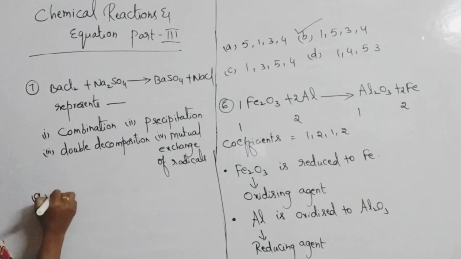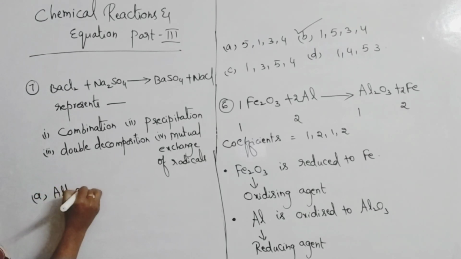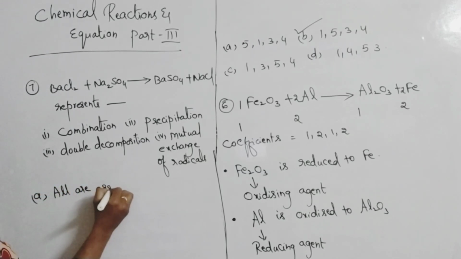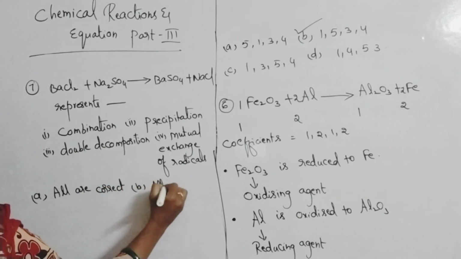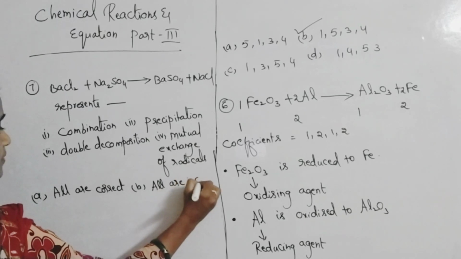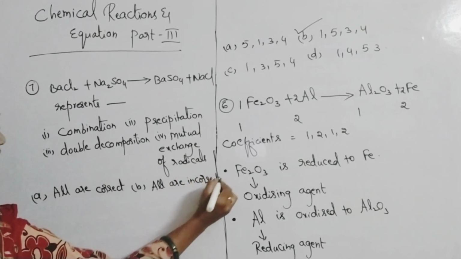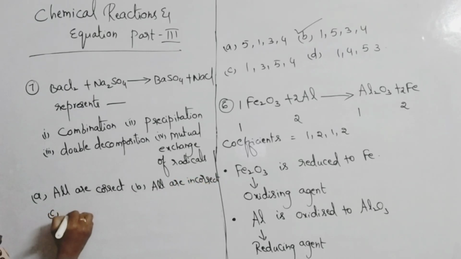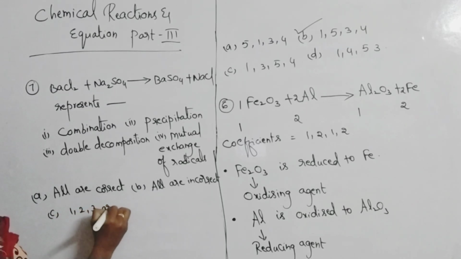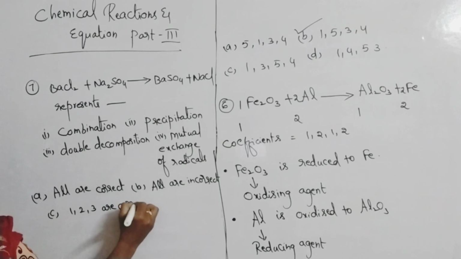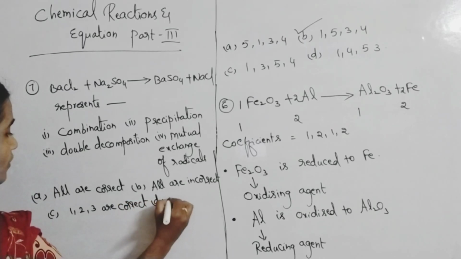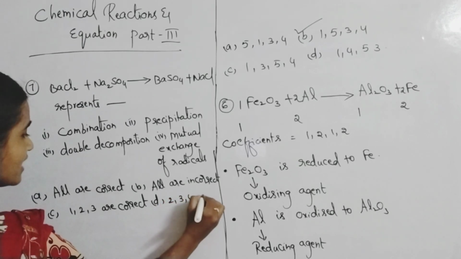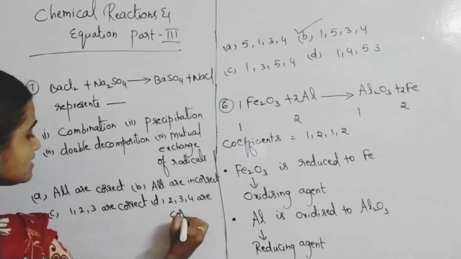Option A, all are correct. Option B, all are incorrect. Option C, 1, 2, 3 are correct. Option D, 2, 3, 4 are correct. Now, what is the correct answer? Which statements are correct?